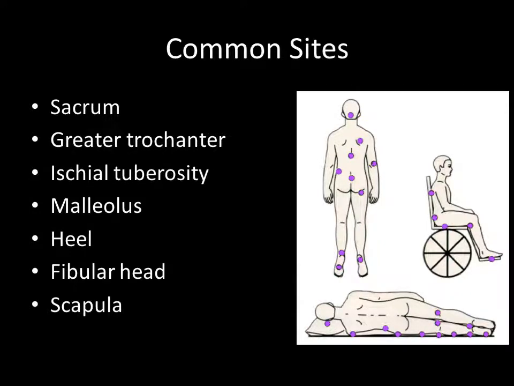Pressure ulcers occur in the following areas as shown in the picture. Depending on the position of the patient, they can occur in the sacral area, greater trochanter, ischial tuberosity, malleolar area, heel, the area of the femoral head if the patient is in the lateral position, or in the area of the scapula.